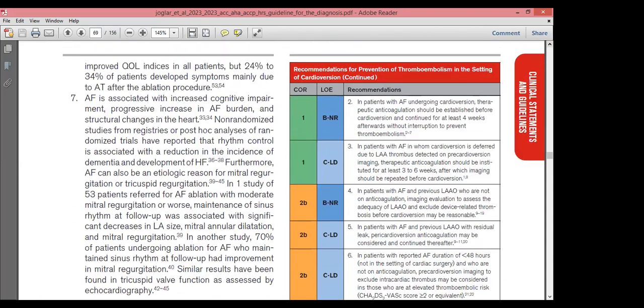Okay, so recommendation for prevention of thromboembolism in the setting of cardioversion. In patients with AF undergoing cardioversion, therapeutic anticoagulation should be established before cardioversion and continued at least 4 weeks after without interruption to prevent thromboembolism. These are patients that you want to achieve rhythm control, so you want them to have a cardioversion done. If it's an elective cardioversion, it's advisable that they have anticoagulation for about 3 weeks. Then you do the elective cardioversion, then they continue anticoagulation for at least 4 weeks after the cardioversion.